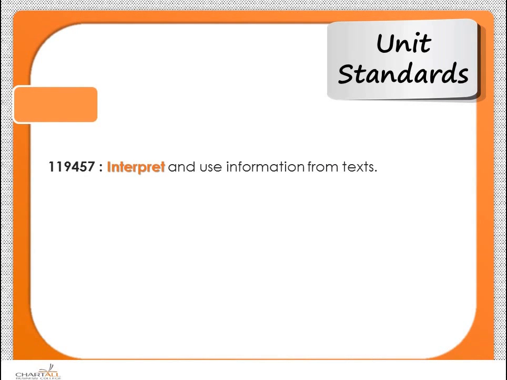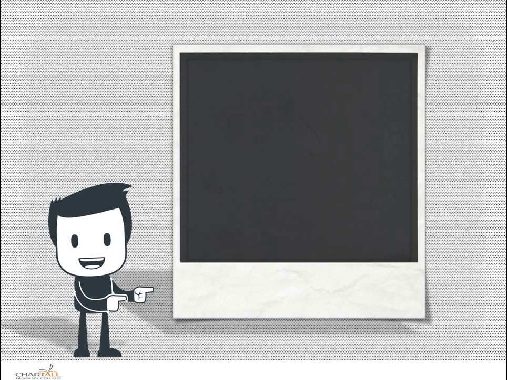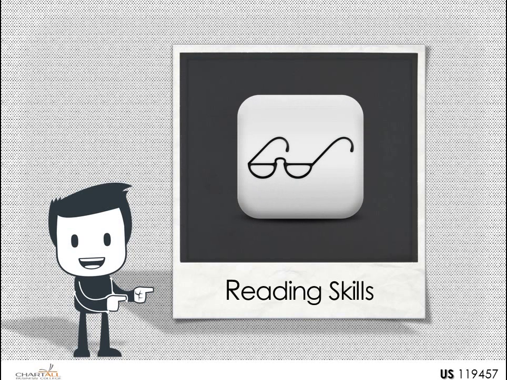Now, the unit standards are not always written in easy to understand language, but we're dealing with 119457, interpret and use information from texts. So, when we're looking at reading, we need to develop some reading skills, and we might have forgotten because it's such a long time that we've formally looked at reading skills as something we need to know more about. We read the newspaper, we read a book.